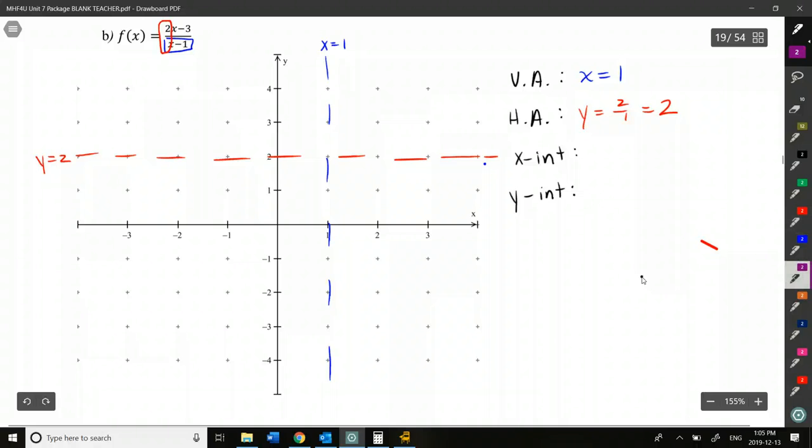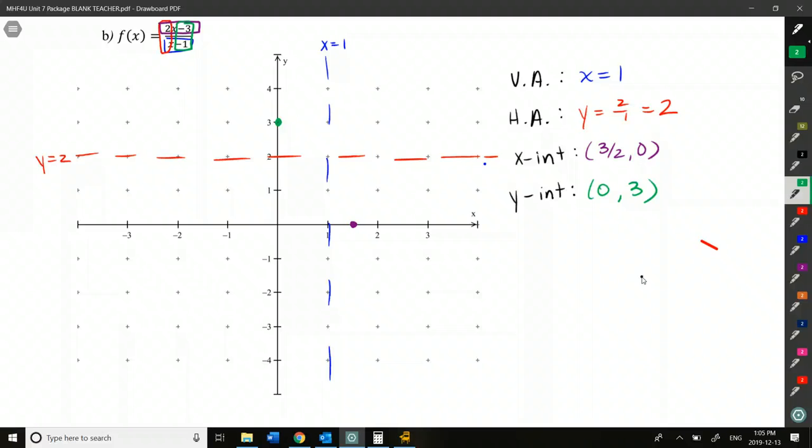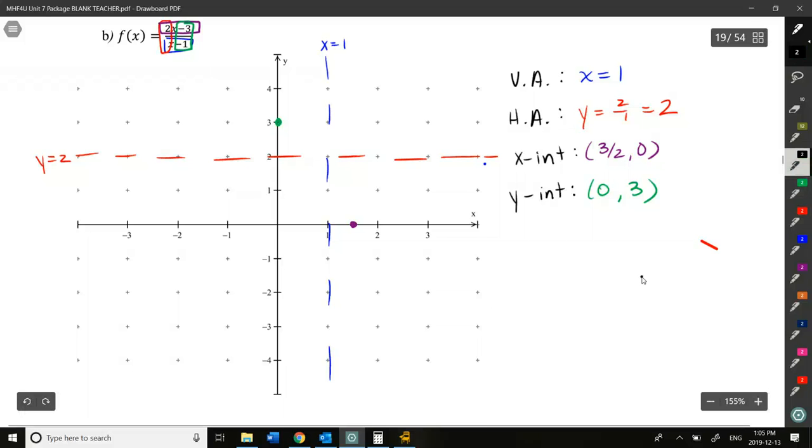X-intercept. I got 3 over 2. Okay, that comes from the numerator. So that'll be 3 over 2, 0. So that's 1.5. So right here. Okay, and y-intercept. 0 and 3, yes. -3 over -1. So that is here. So we have kind of like 2 on opposite sides. So can I reflect 1 onto the upper side and then the other one onto the lower side? We'll just count both ways. Okay. So what? Yeah, we can.